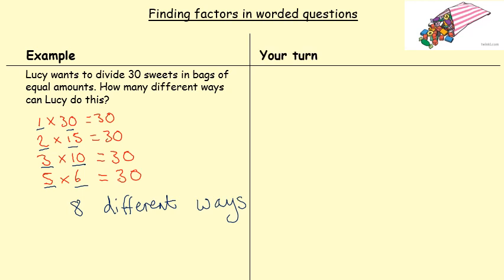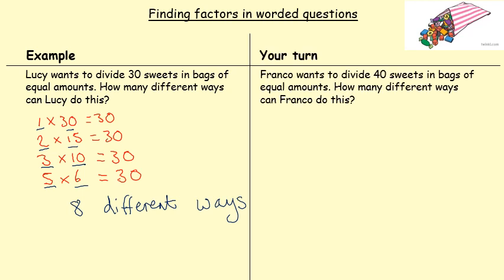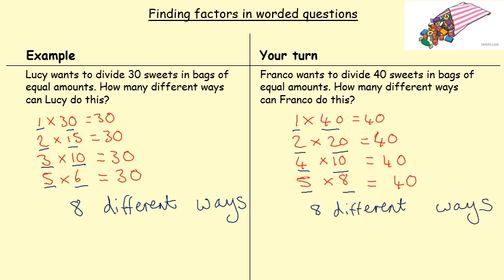Okay, so what I would like you to do is have a go at this very similar question on the right. Please pause the video now so you've got some time to work through this. Okay, and you should have got this answer if you'd listed out all the factor pairs or factors. There are also 8 different ways.